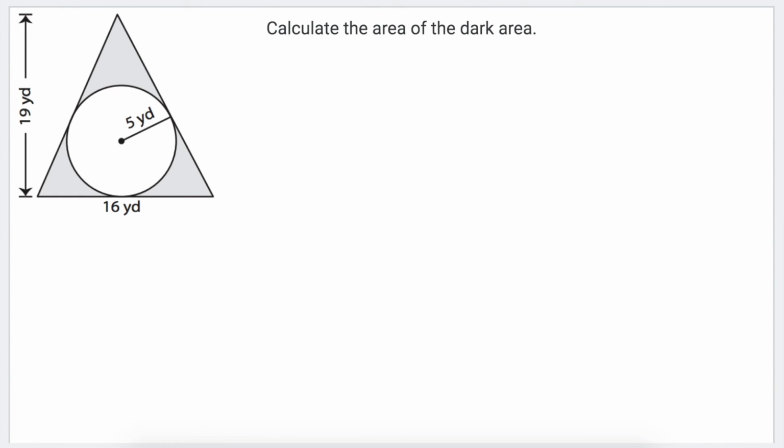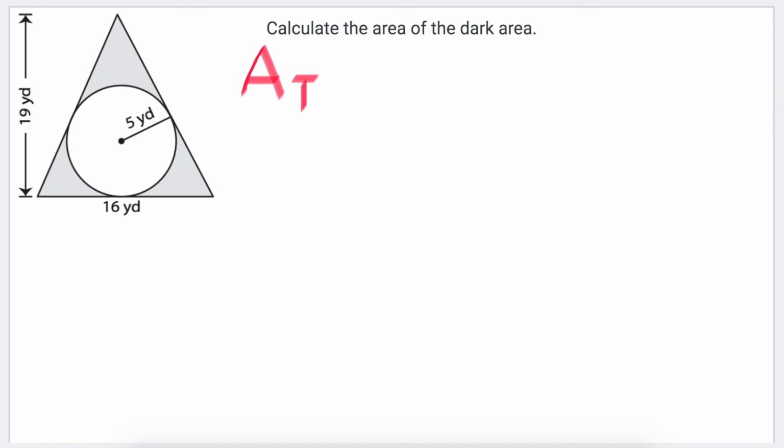Here's another interesting question where we need to calculate the area of the dark part of this shape. So the first thing that we're going to do is identify the two shapes. The first shape is a big triangle and a small circle that's inside that triangle. So if you have a shape that's inside another shape, we know that we're going to have to subtract the two areas. So the first thing we're going to do is calculate the area of the triangle.